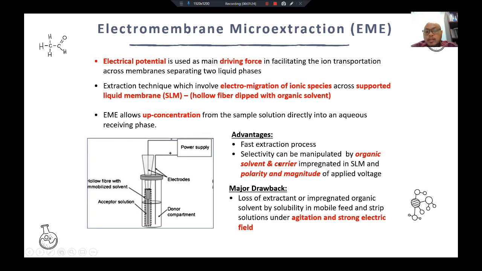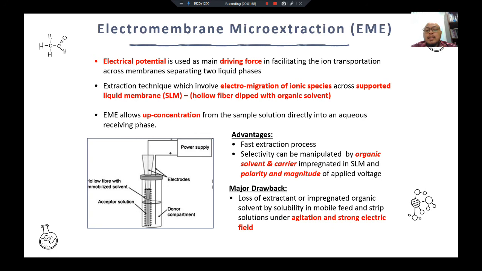So the advantage is a fast extraction process. Selectivity can be influenced by the organic solvent polarity, which is another advantage. As we said before, we can play around with the organic solvent impregnated in this liquid membrane, and we can adjust the voltage to speed up or reduce the speed of the extraction process. But there are drawbacks here. We can lose the extraction solvent, the organic solvent we impregnated here, if we do not optimize it well.